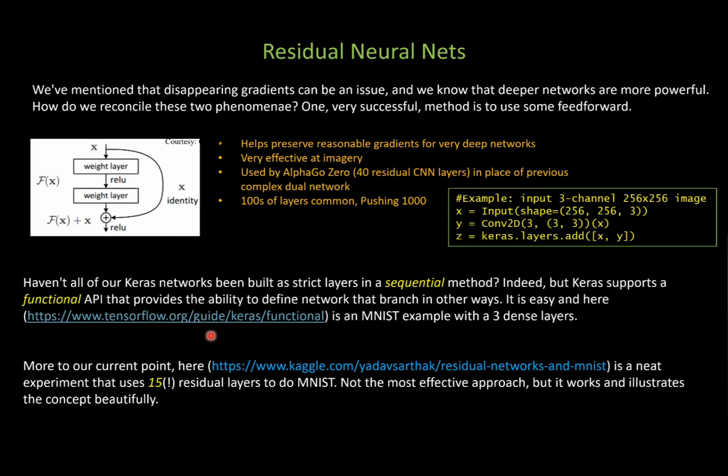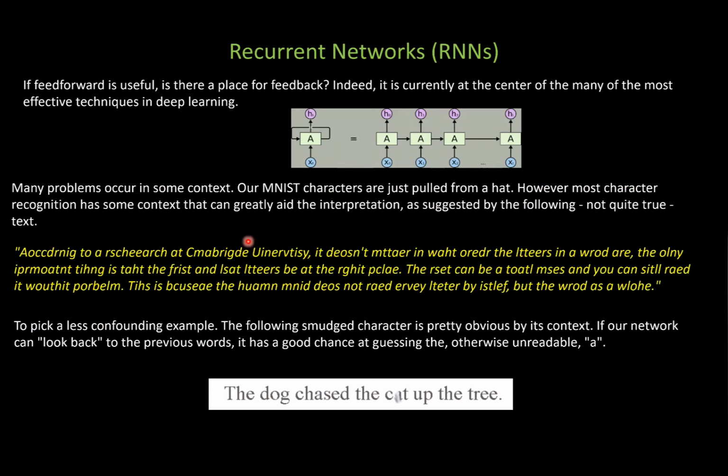In our case, though, with the residual layer, which we're talking about here, you can see MNIST with a 15-layer residual network. And it's kind of not the most effective approach, but it illustrates how easy it is to do residual networks, where it is more important and effective, like if you're going to do AlphaGo Zero. So it's pretty straightforward. Now, if feed forward is useful, it might occur to you that feedback is useful.